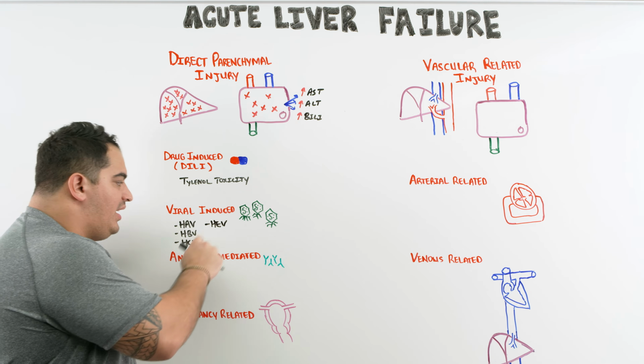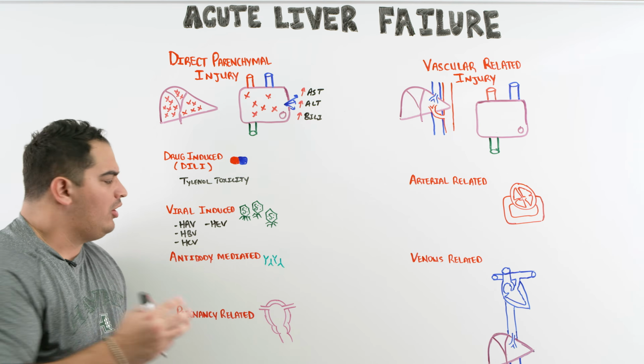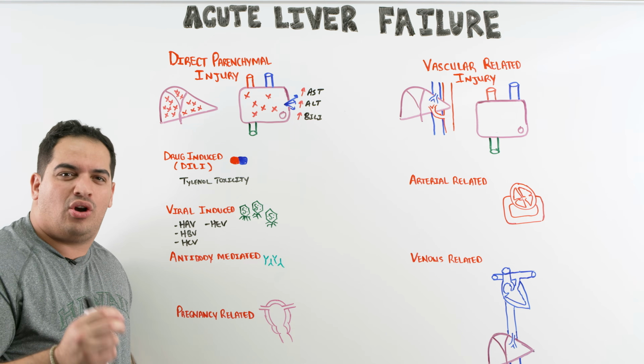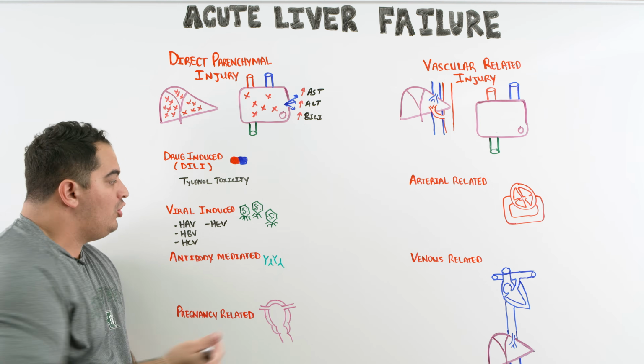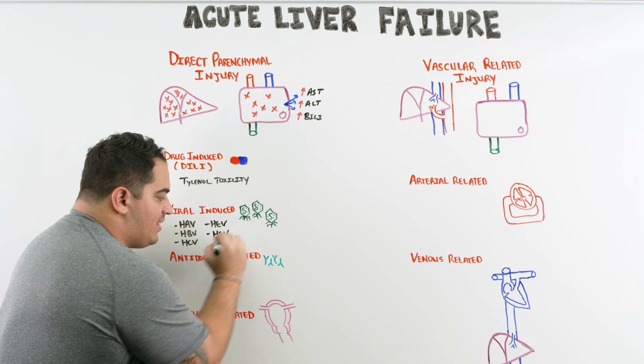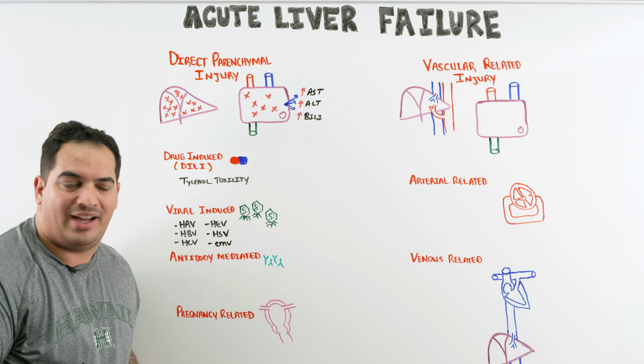Out of these, I'd say hepatitis A and hepatitis E are probably more of the acute type, whereas hepatitis B and hepatitis C can cause acute liver failure, but they're more likely to cause more of the cirrhosis type of picture. You can also see these in patients who have herpes simplex virus and potentially CMV, but this is more in immunocompromised patients.